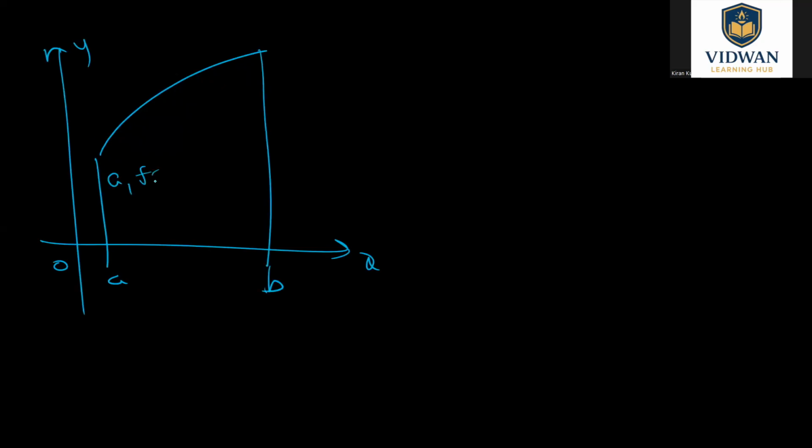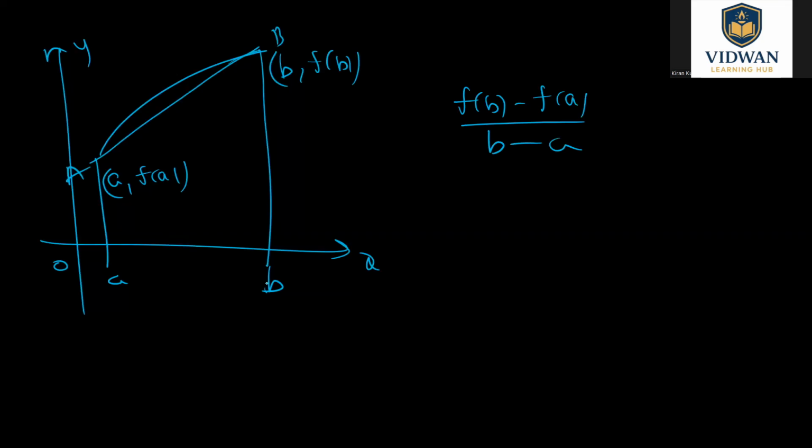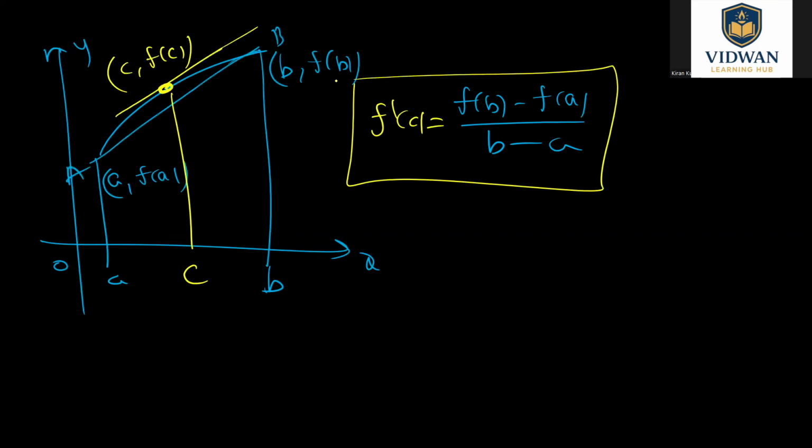This point is A comma f of A. This point is B comma f of B. And if you join them, you'll get a chord of the curve. AB is a chord of the curve. And the slope of the chord AB, if you see, it is f of B minus f of A by B minus A. So clearly we can see that we can have a point in between AB where the tangent is parallel to the chord. So there is a point C comma f of C, and the slope of the tangent at this point is f dash of C. That f dash of C should be same as this. Because the chord and tangent are parallel, these two are equal. So this proves Lagrange's theorem.